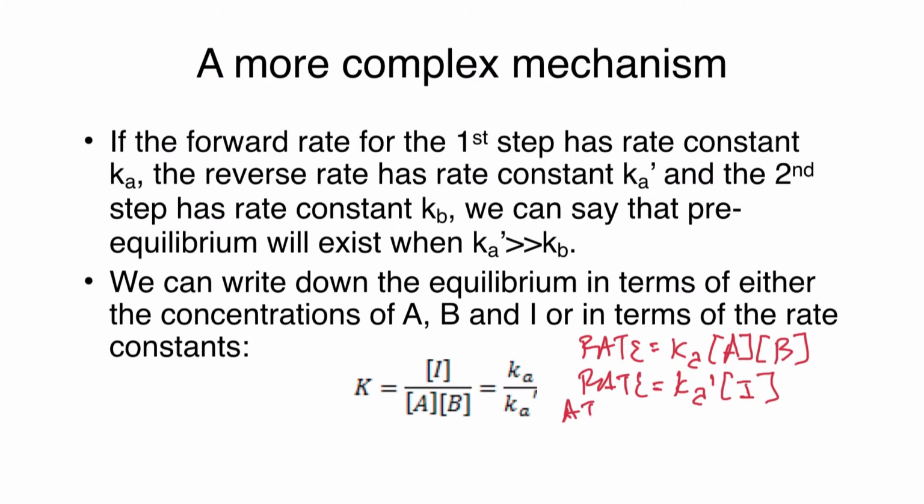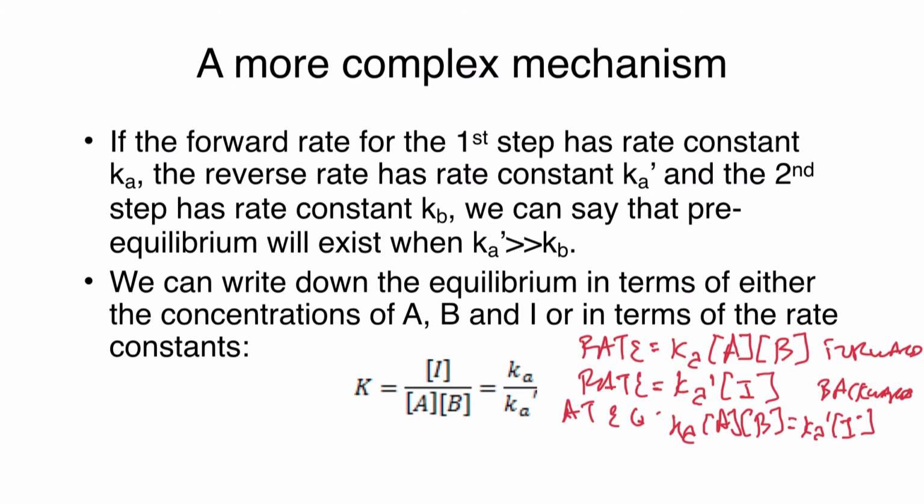If I'm at equilibrium, the rate going forwards has to be the same as the rate that I'm going backwards. So that means that Ka times A times B equals Ka prime times I. And so I can just rearrange this. I over AB equals Ka over Ka prime. So that's where this expression comes from.